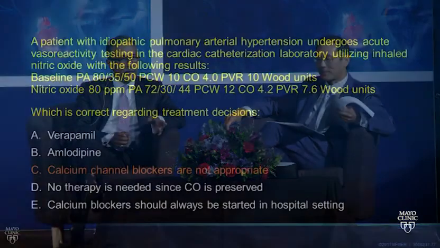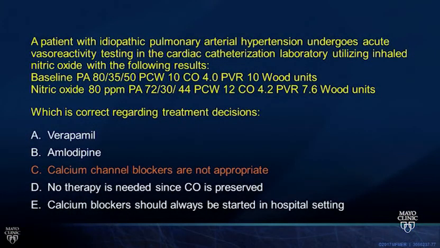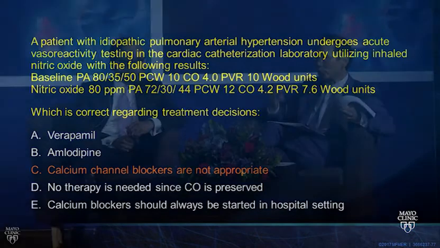Amlodipine, if the patient was responsive, could be a good choice. But if you look at the actual pressures, the baseline mean PA pressure is 50, and after nitric oxide it goes down to 44. So it doesn't decrease by greater than 10, and it doesn't go down to below a mean of 40. You need just one of those things: either a decrease of 10 or the mean coming to less than 40. So this patient doesn't meet criteria for calcium channel blockers on the basis of the hemodynamic information given. When they're started, we typically go with amlodipine because it's easier to dose and easier to give.